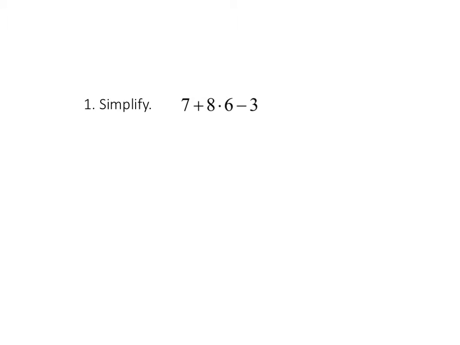Okay, let's take a look at this one. Simplify 7 plus 8 times 6 minus 3. Order of operations tells us that multiplication has precedence, so we'll begin by multiplying 8 times 6. That's equal to 7 plus 48 minus 3. Now we can work from left to right as we only have addition or subtraction left. 7 plus 48, that's 55, and 55 minus 3 is 52.